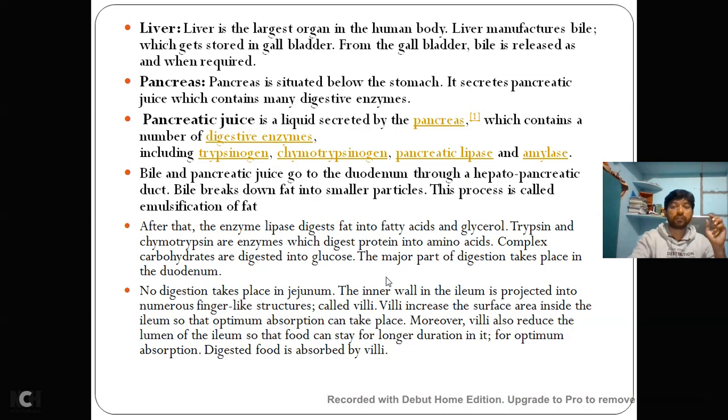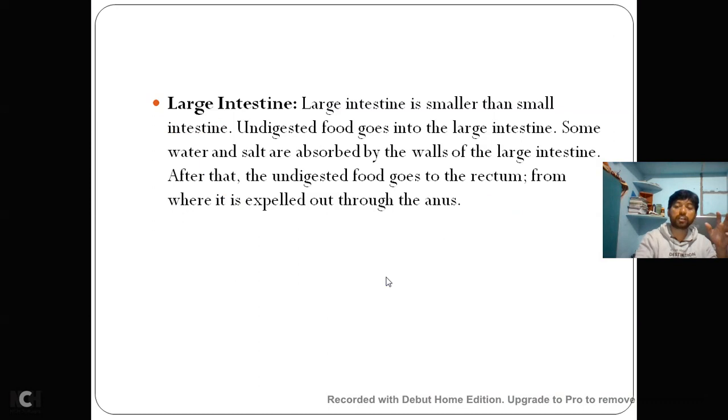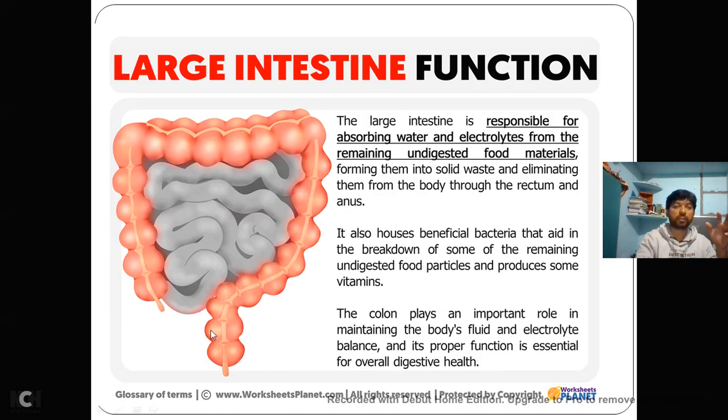Right? Next, whatever undigested food is there will enter into the large intestine at the point of the ileum, here. In the large intestine, only the absorption of excess water and electrolytes from the remaining undigested food materials takes place. Only water absorption takes place in the large intestine, and electrolytes will be absorbed.